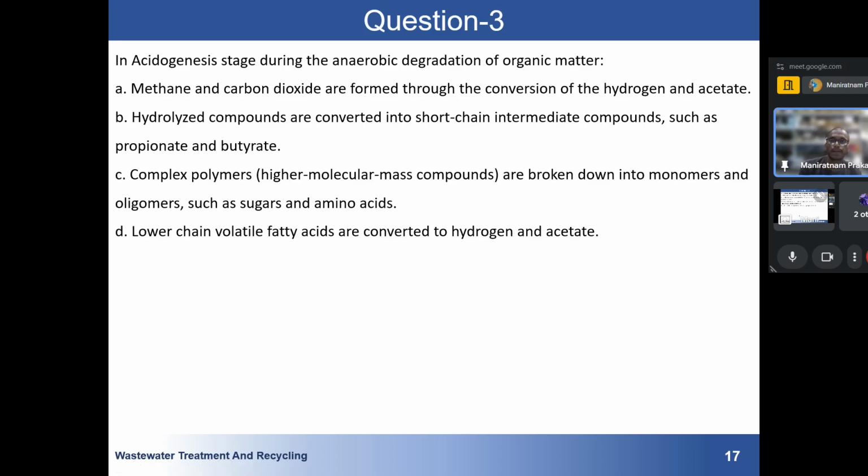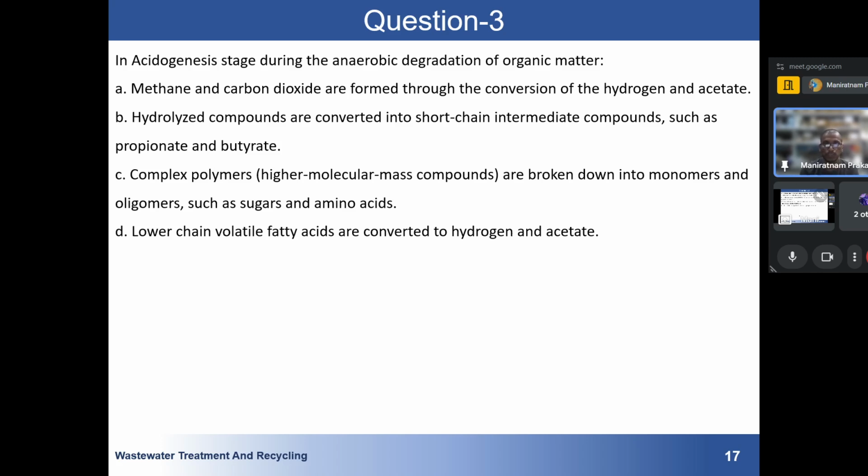Coming to the third question: in the acid formation stage during anaerobic digestion. Remember, we have four steps: hydrolysis, acid generation, acetate generation, and finally methane formation. So go through each and every option. Methane and carbon dioxide are formed through the conversion of hydrogen and acetate. Hydrolyzed compounds are converted into short chain intermediate compounds such as propionate and butyrate. Complex polymers are broken down into monomers and oligomers such as sugar and amino acid. Lower chain volatile fatty acids are converted into hydrogen and acetate.